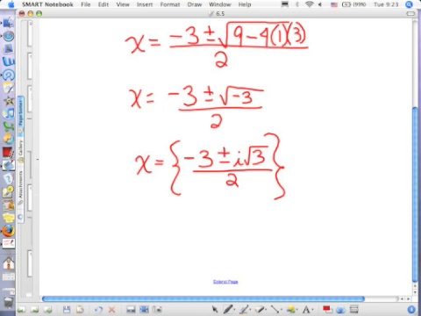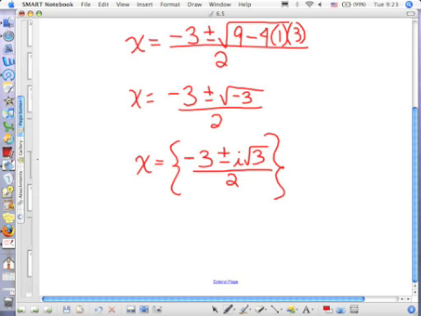When you get to this point, how many roots do I have to this equation? 2. -3 plus whatever, and -3 minus whatever. There are 2 answers here. 2 roots. What kind of roots are they? Are they rational, irrational, or imaginary? They're imaginary. Okay? They're imaginary.